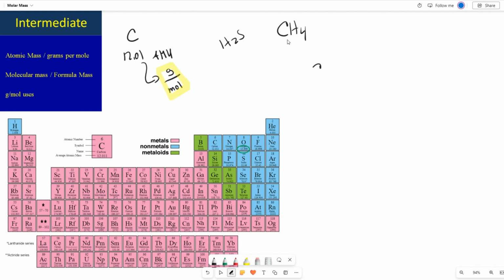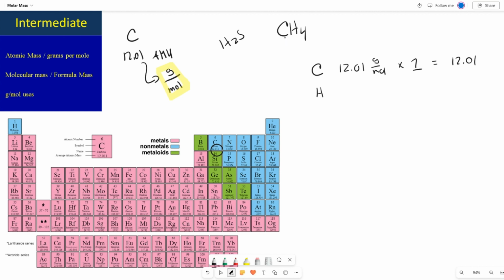So if we wanted to figure out what is the formula mass or molecular mass for methane, CH4, what you would do is you take a look, okay, what is carbon? Well, the mass for carbon is 12.01 grams per mole. And there's only one carbon in this molecule, so that means we have a total of 12.01 grams per mole from the carbon.